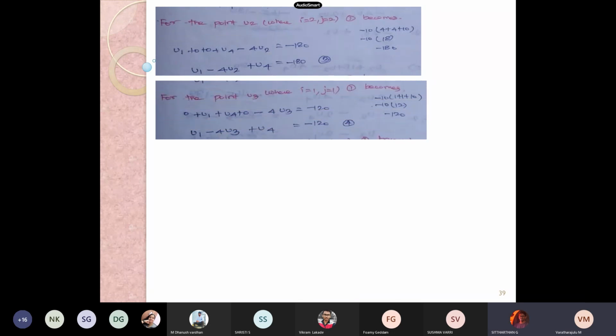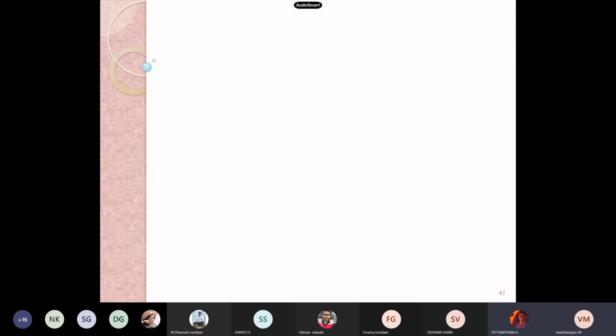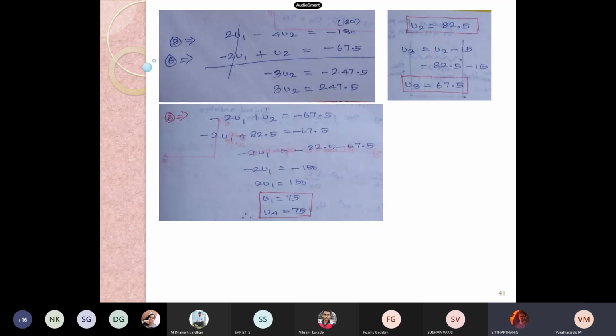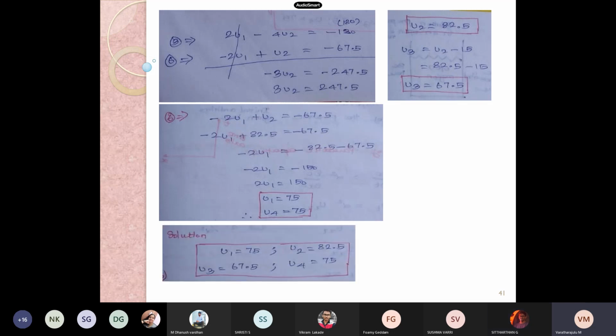So here U1 is 75. U2 is 82.5. U3 is 67.5 and U4 is 75. Here we don't have any more iterations. Only one set of readings for this Poisson equation, and here we don't have any iterations. Very good, very good. This is what the result is.